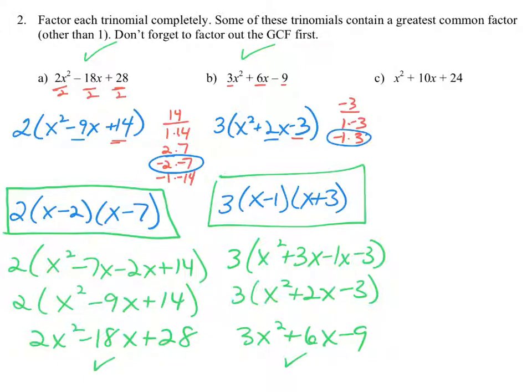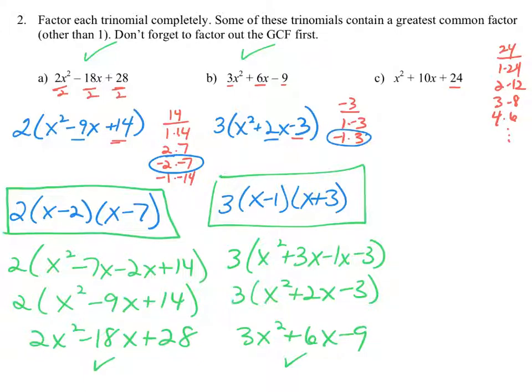In example C, we have x squared plus 10x plus 24. There is no greatest common factor for all three of those terms, so we go to the step where we're looking at that last term of 24. Let's find all the pairs of factors of 24. 1 times 24, 2 times 12, 3 times 8, 4 times 6, and so on and so on.